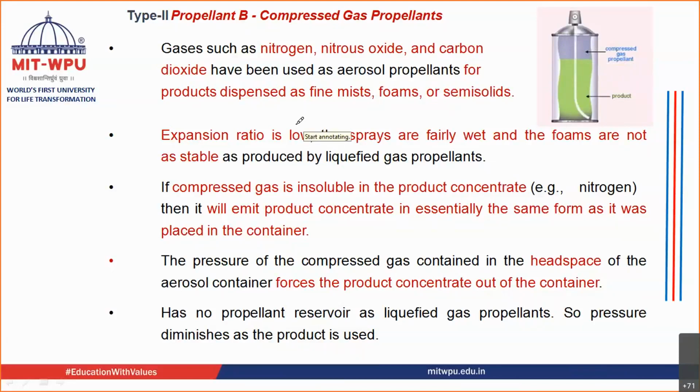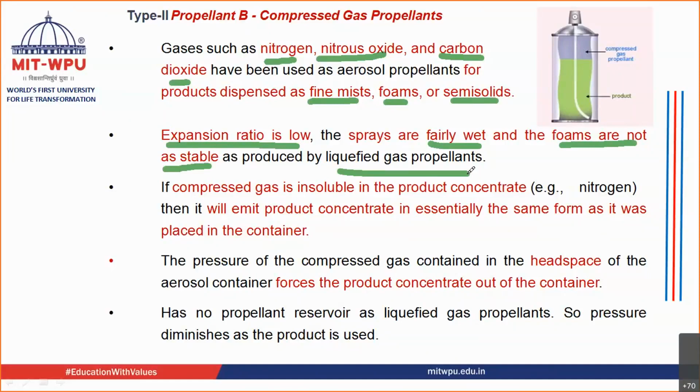The gases that are being used are nitrogen, nitrous oxide, or carbon dioxide. So these are the three gases used as compressed gas propellants. They are useful for products that are dispensed in the form of fine mist, foam, or semi-solids. Now the expansion ratio is quite low with this kind of propellant. Because of this, the sprays are fairly wet and the foams are not as stable as those produced by liquefied gas propellants.